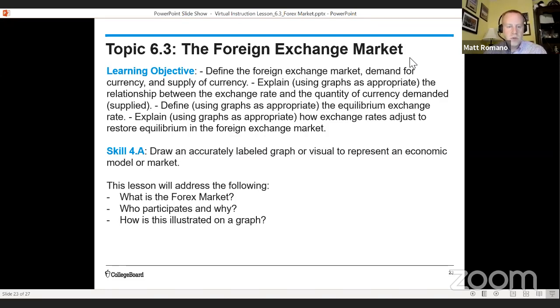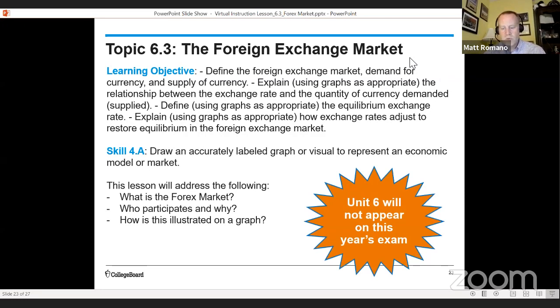I have many good friends who teach this subject that way. It's another application of supply and demand. So as long as we know supply and demand well and we've retained that knowledge, we can apply that knowledge, we're good to go with the foreign exchange market. One last reminder that, of course, when you're preparing for the exam this year, that won't be there. When you're preparing for intermediate macro next year, it'll be there.